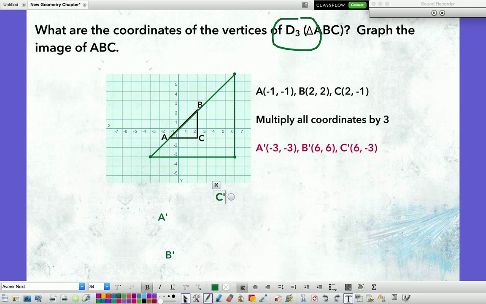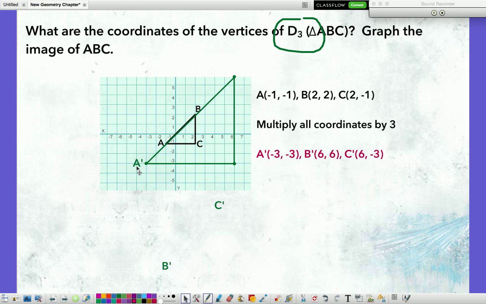So do you see how that graph got bigger by a scale factor of 3? That means that triangle is 3 times the size of the original. And like I said, if you can't tell by looking, make sure you look for your prime, the letters with the apostrophe. That's going to show you what is the new image. Sorry, I lost my train of thought.